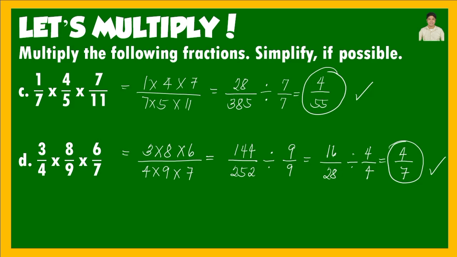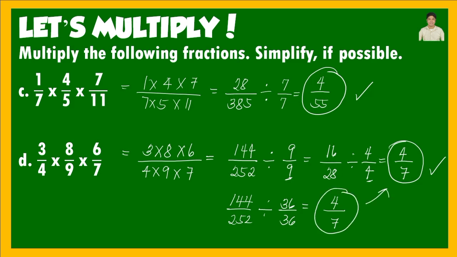Or, pwede natin agad i-divide sa 36. So saan nakuha ang 36? Kasi 9 and then 4, that is 9 times 4, 36. So pwede rin naman kasi nating unti-untiin, para hindi tayo mahirapan. Pero kung alam na natin kung paano madaling paraan na makuha yung GCF, walang problema as long as mag-arrive tayo sa sagot na 4 over 7. So 144 divided by 36, we have 4. And then 252 divided by 36, that is 7. So this will be our answer, 4 over 7.